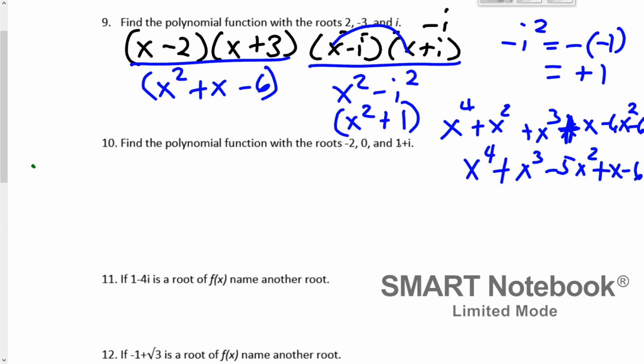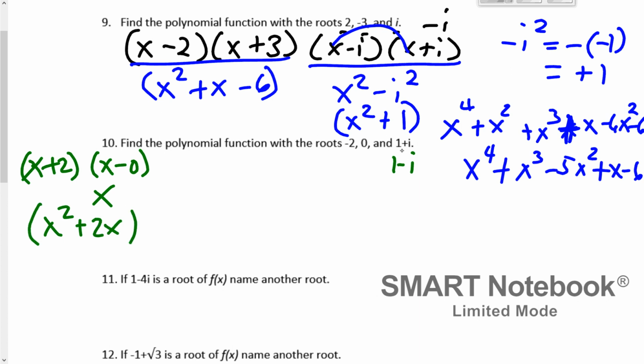Number 10, same thing. If 1 plus i is a root, that means its conjugate 1 minus i is a root. Now we have to take the factors. So that'd be x minus those roots, so x plus 2, x minus 0, which is just x. So if I distribute that x in there, I get x squared plus 2x.